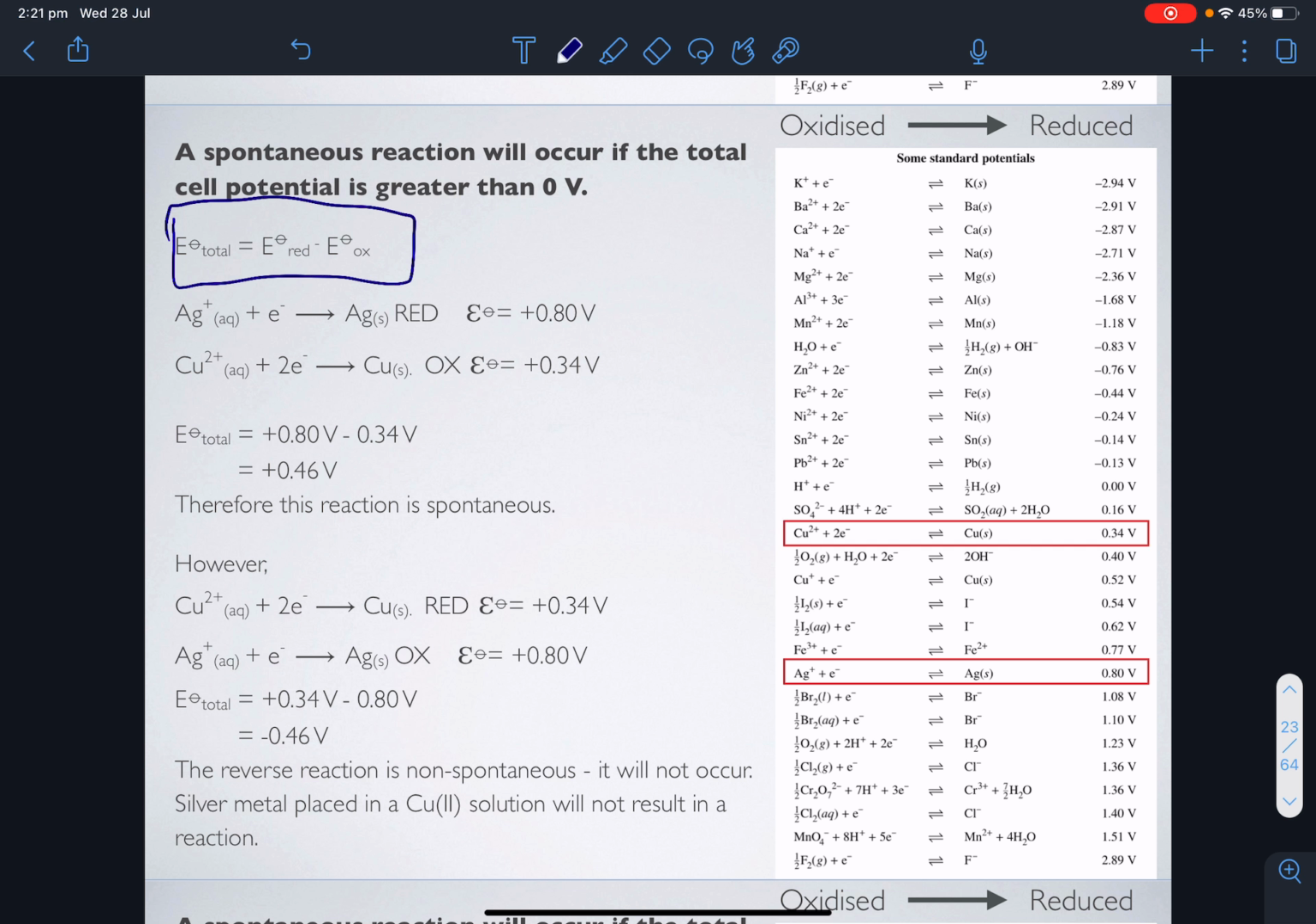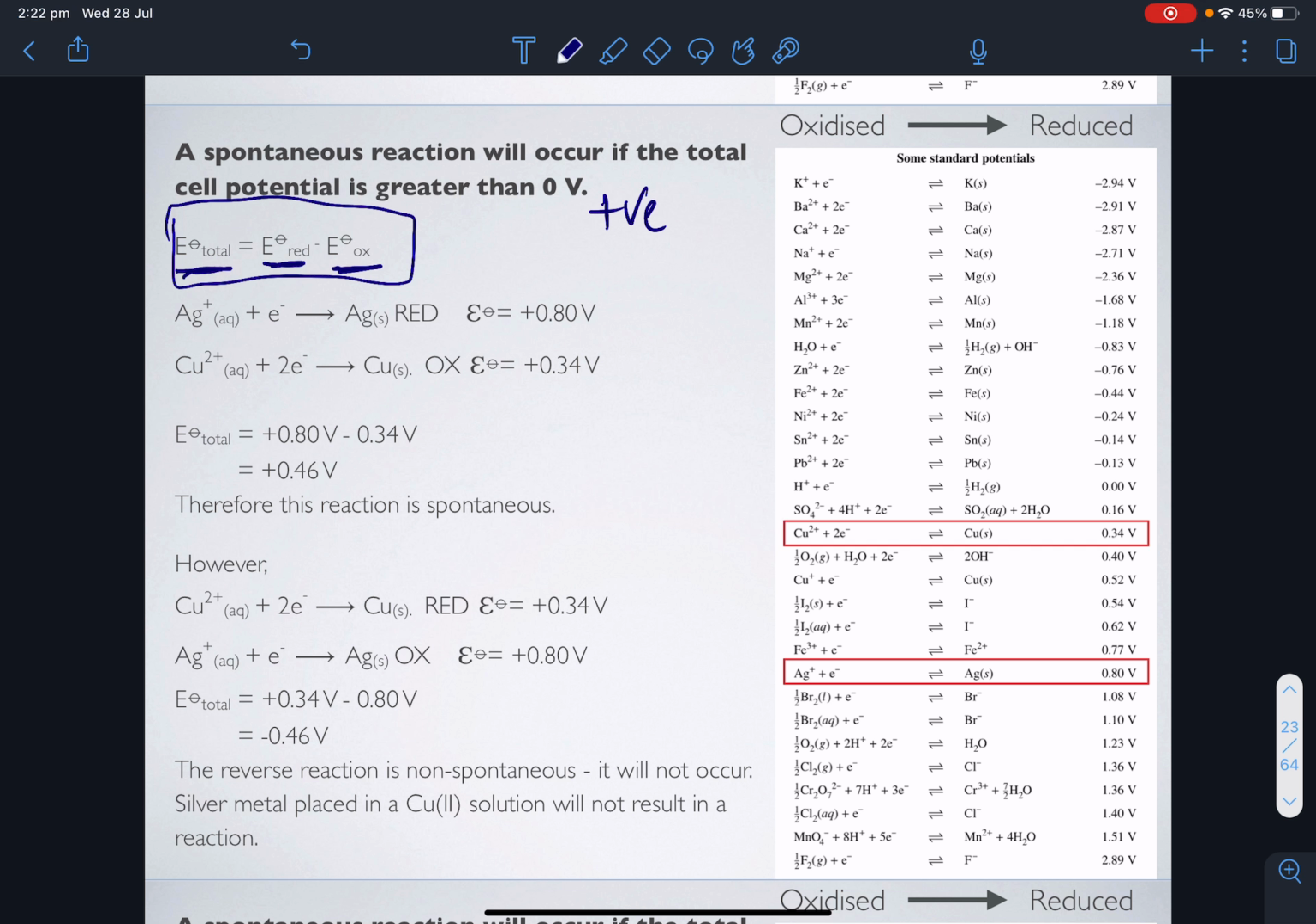So a spontaneous redox reaction will occur if the total cell potential is greater than 0 volts, or if it's positive. I'll write it if it's positive, because if it's negative, it's not going to be spontaneous. Nothing's going to happen. So this E naught total equals the E naught for the reduction half minus the E naught for the oxidation half, which is a good formula to use.